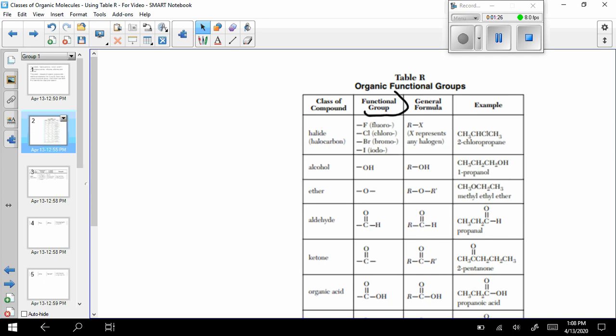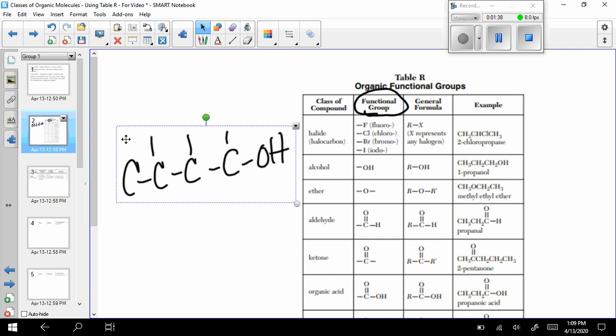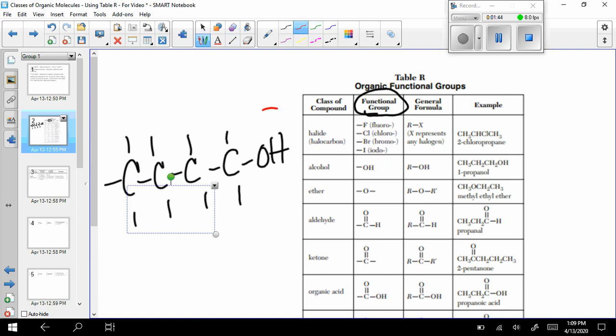The functional group, that is the unique identifier. So when you see a molecule, like I'm just going to draw one. So here's a molecule, and when I look at it, I notice right away it's got something unique. That unique thing is called a functional group. So then I go down the list until I find it. And so this is an alcohol right here.